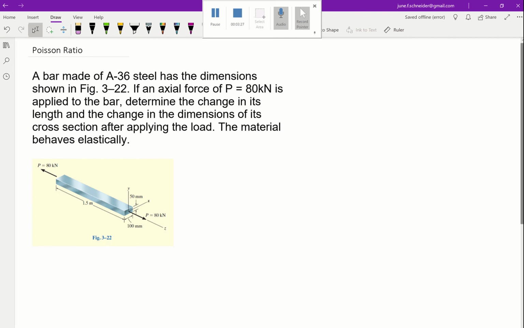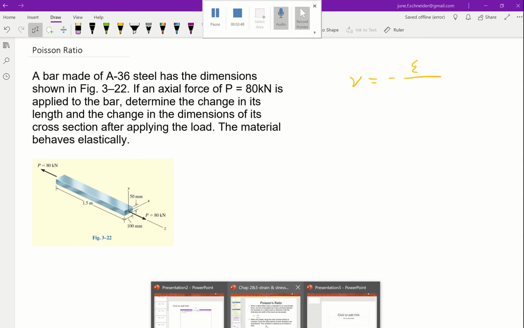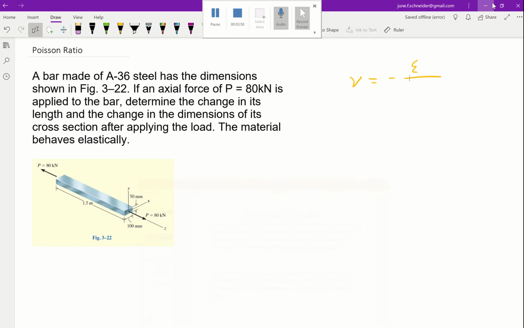Okay, how do we solve this? We're going to review this really quick. Write down Poisson's ratio. It's negative epsilon, right? And which one over which one? Is it lateral over longitudinal or longitudinal over lateral? Make sure it's the right one. Lateral over longitudinal. Knowing that, you find Poisson's ratio for A36, and this value is 0.32.